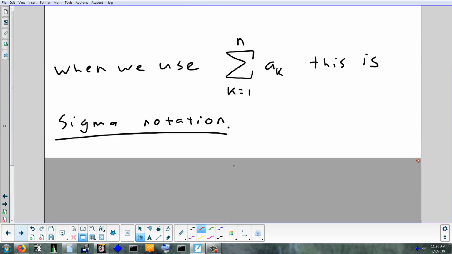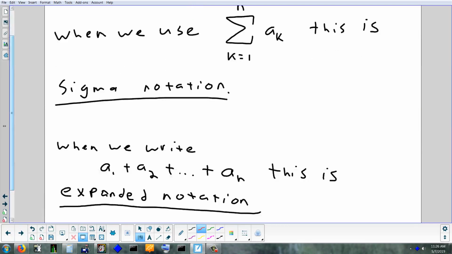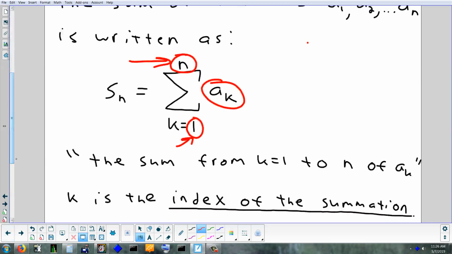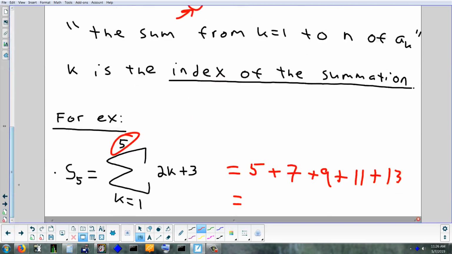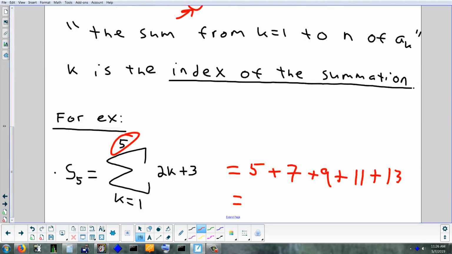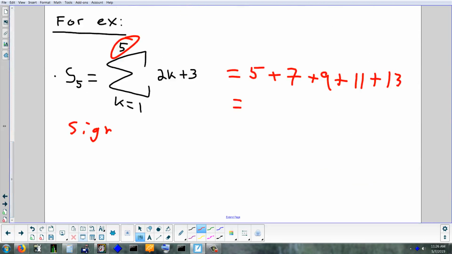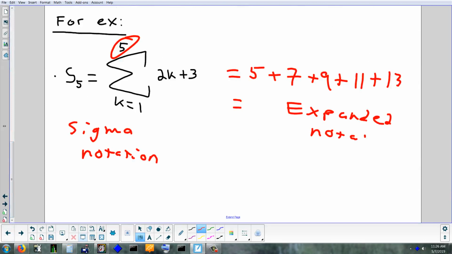So actually, I already told you this. When you use that sigma notation, when you expand it out like we did on the other page, that's called expanded notation. So you really could just put an arrow here and write sigma notation, expanded notation. Just write it right underneath. So sigma notation, expanded notation.